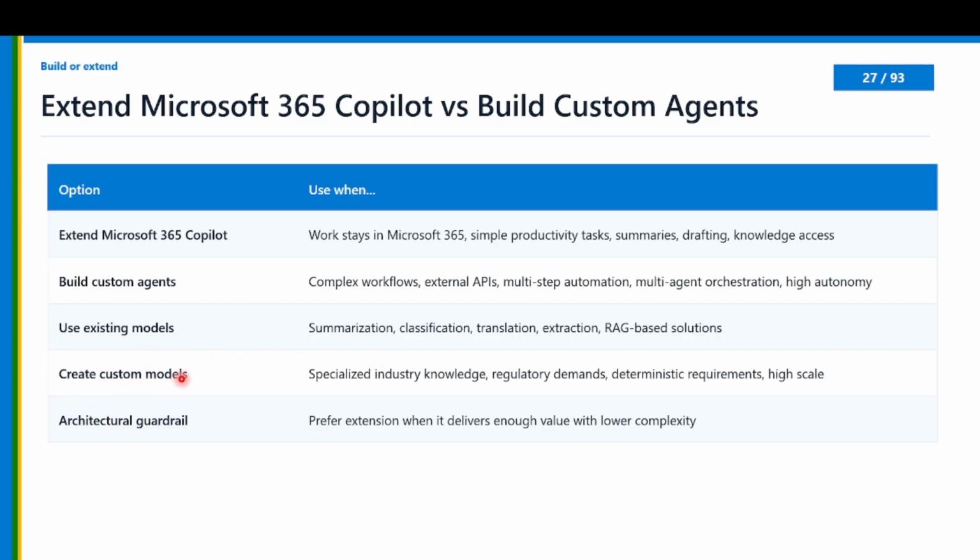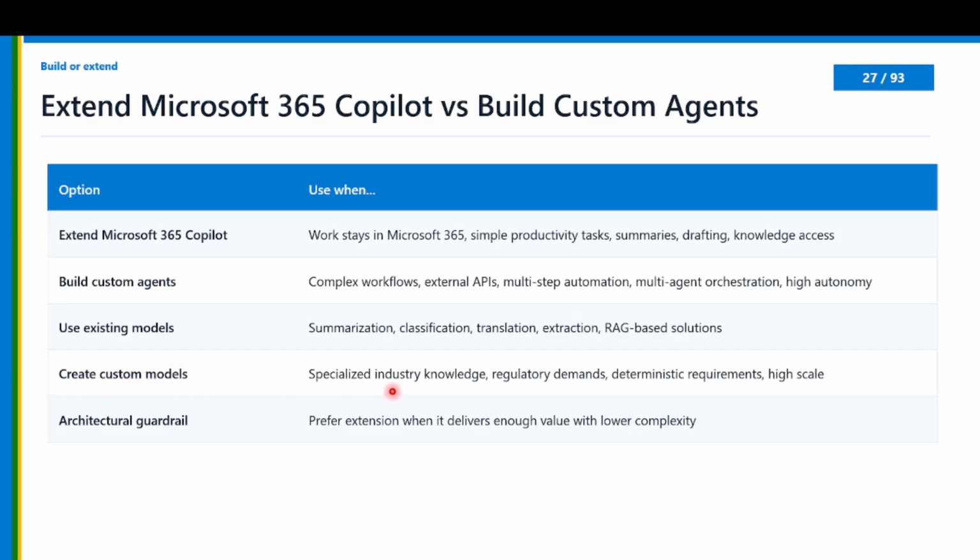Then create a custom model. When do you need to create a custom model? When you need specialized industry knowledge, regulatory demand, deterministic requirement, high skill. Okay, so create a custom model when you are building a new agent that doesn't exist anywhere, that nobody has used, that the company has not built, or that is not available in the Microsoft ecosystem. Then you build custom models.